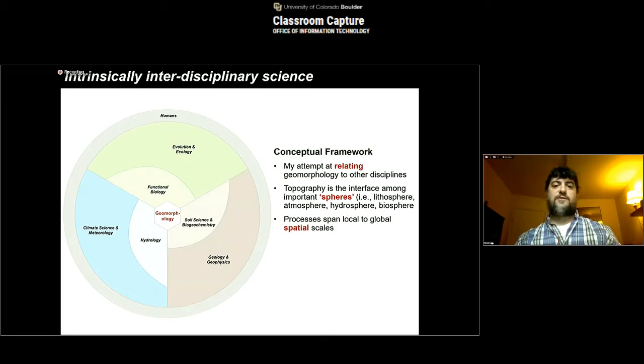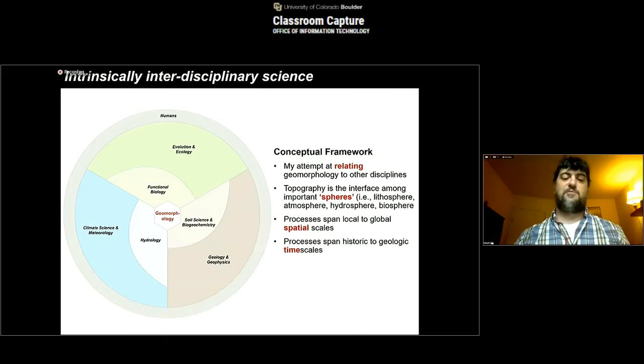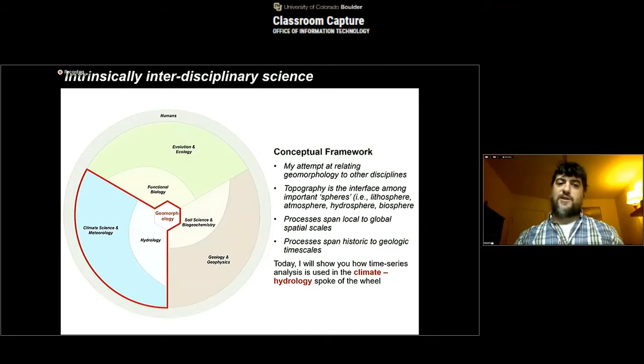And oftentimes as geomorphologists, we're forced to think about processes that span local scales to global scales, and processes that span historic time scales all the way up to millions of years, geologic time. And so it allows us to dabble in a lot of different types of thinking in the natural sciences. Today, I'm going to particularly focus on one spoke of this wheel I drew, which is namely the interaction between climate and meteorology via hydrology, and how that interacts with the Earth's surface.